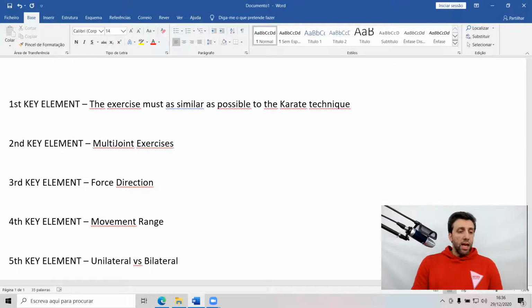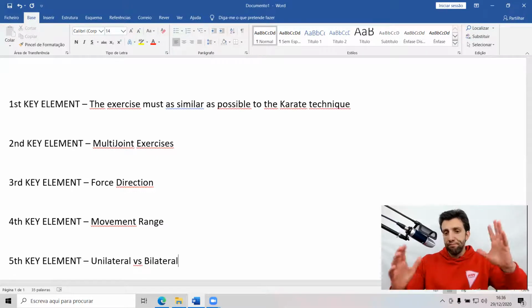I'm going to give an example if you're not familiarized with these terms. A bilateral exercise, imagine, is a squat made with both legs at the same time. A unilateral exercise is a squat made with just one leg, and then you change and do it with the other. You can apply this to virtually all exercises.